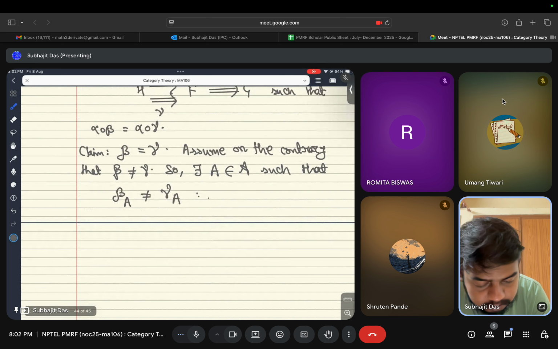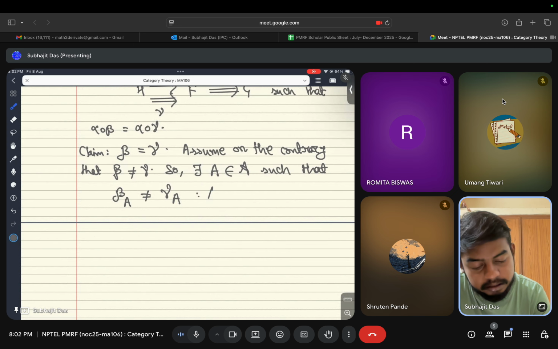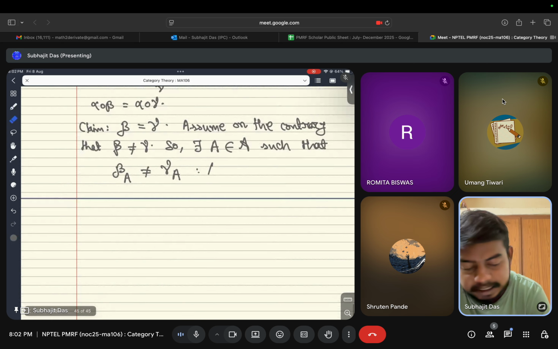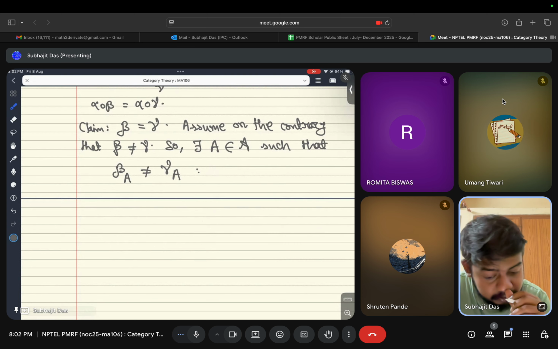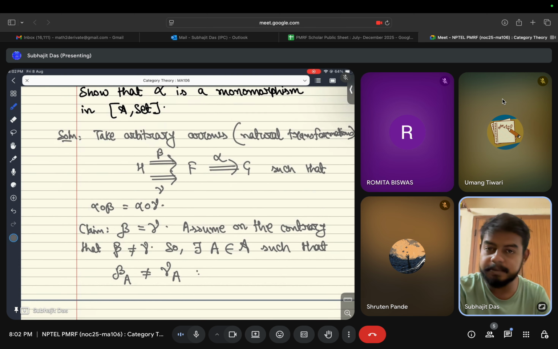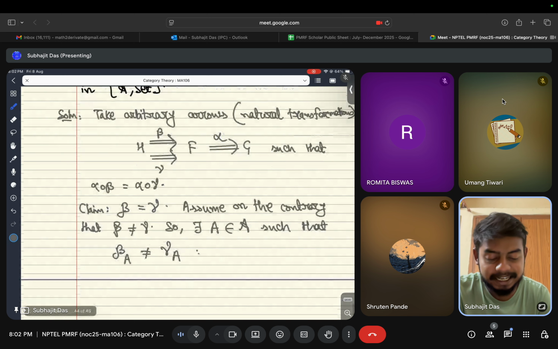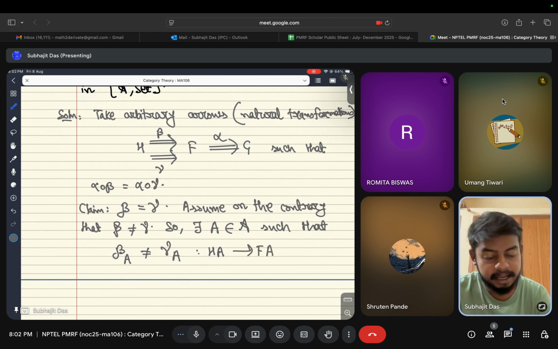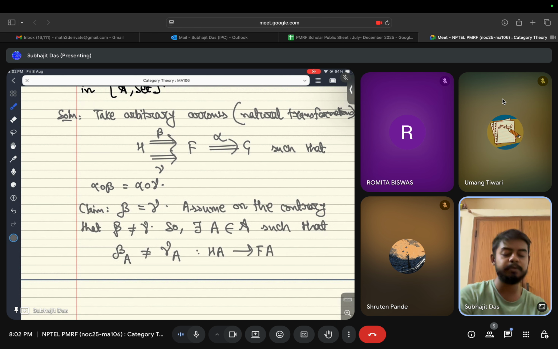What is beta? Beta is a natural transformation from H to F. Gamma is a natural transformation from H to F. So beta at A is an arrow from HA to FA, and gamma at A is also an arrow from HA to FA. So as arrows from HA to FA, beta at A and gamma at A are unequal arrows. These two arrows are unequal, right?